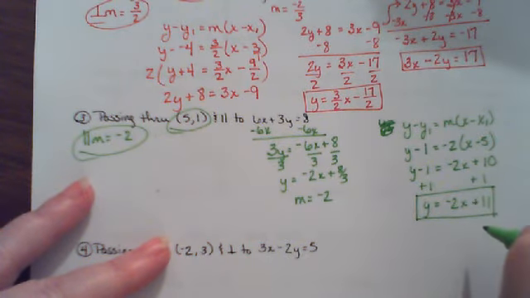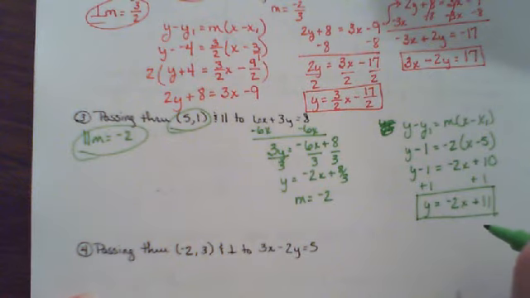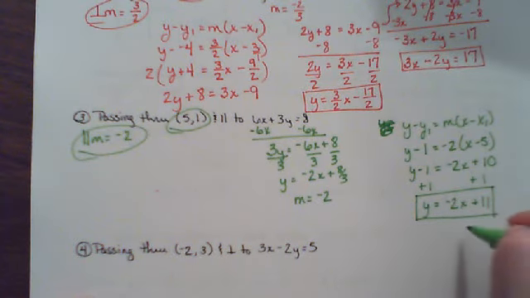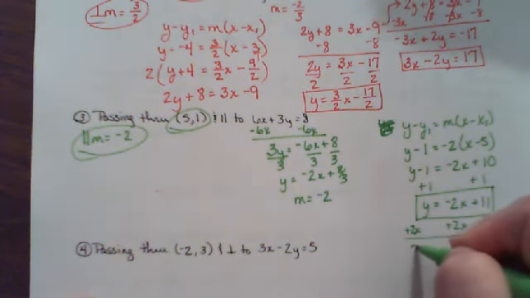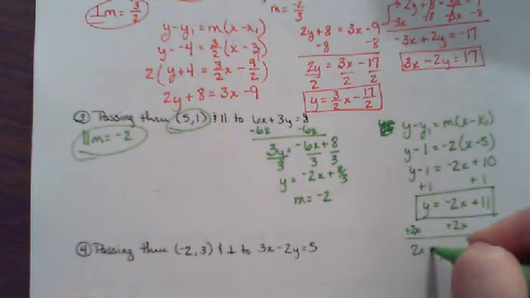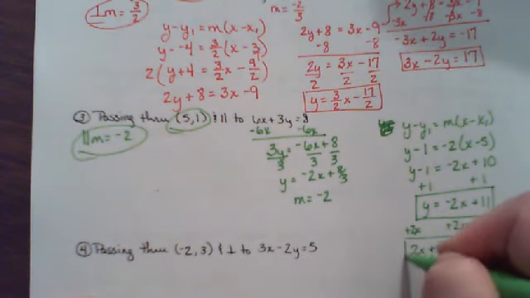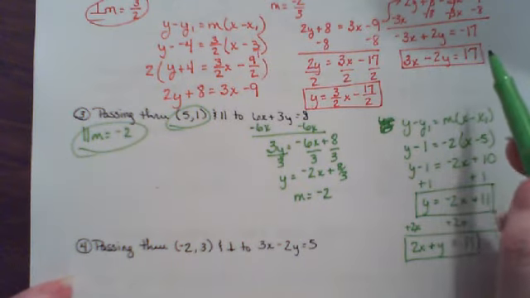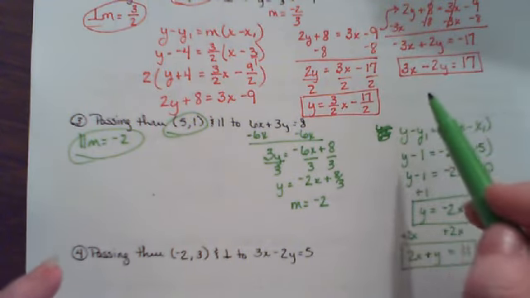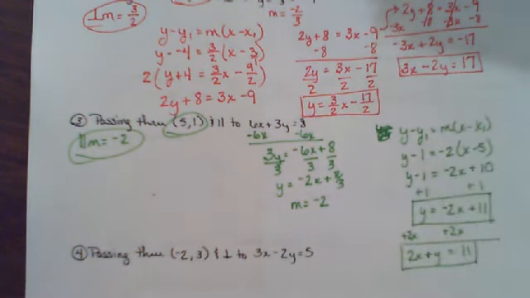That's my slope-intercept. Now I have to find my standard. Since there is no fraction here, I can just go ahead and move that 2x over and get 2x plus y is equal to 11. But when there's a fraction, make sure you go back and pick something that doesn't have fractions in it to go from for your standard.